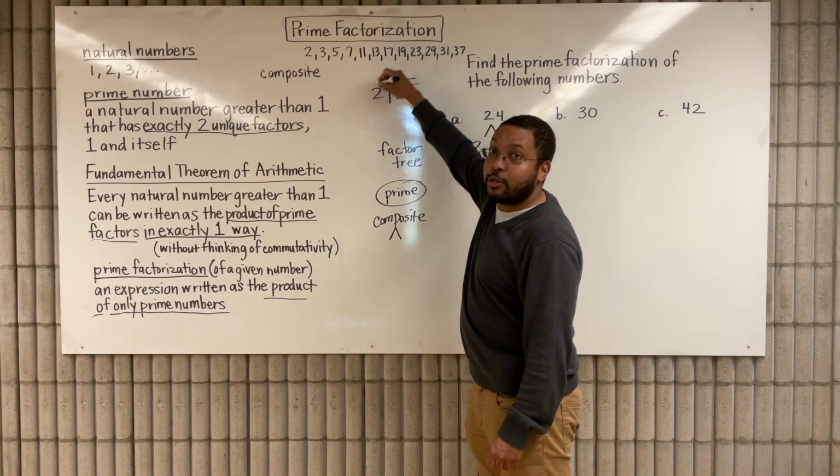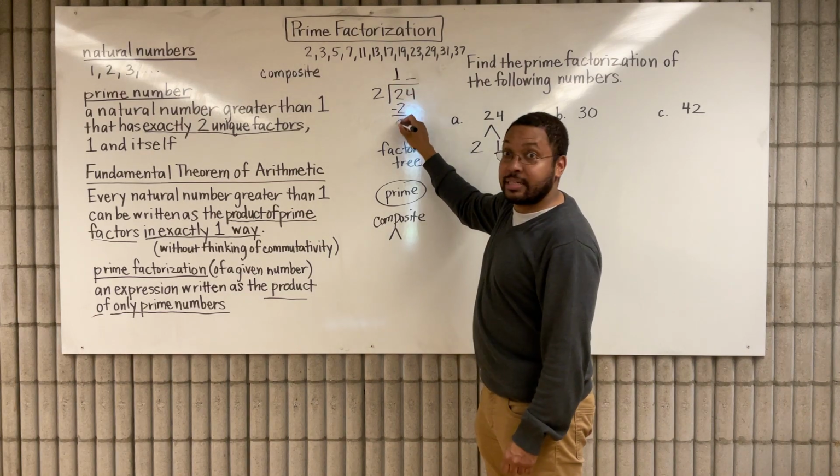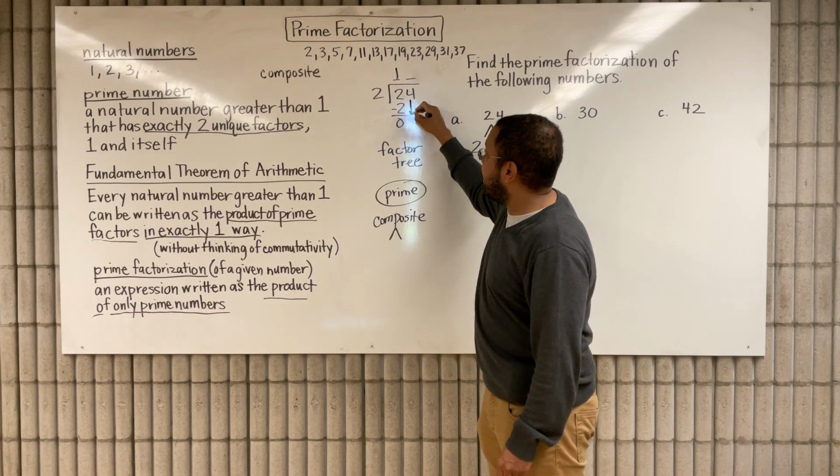And you can ask, how many 2's are there in 2? 1. 1 times 2 is 2. 2 minus 2 is 0. Is this remainder less than what we're dividing by? Yes. So we pull down the next digit.